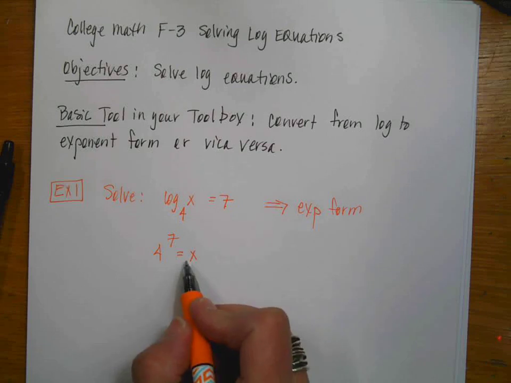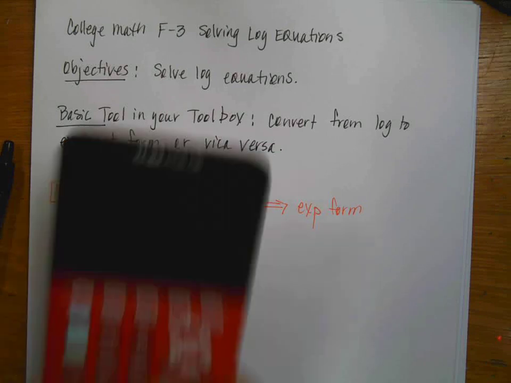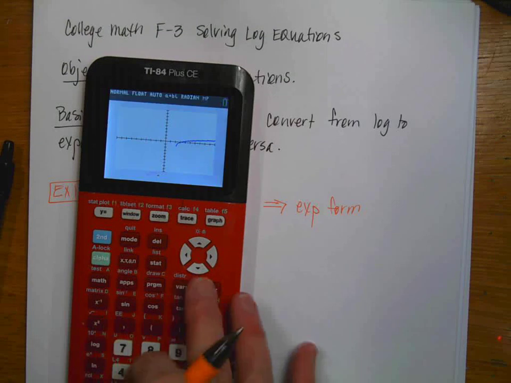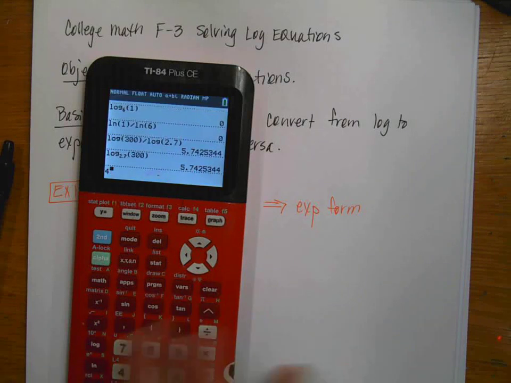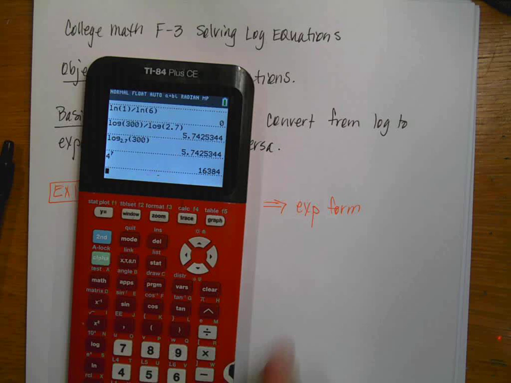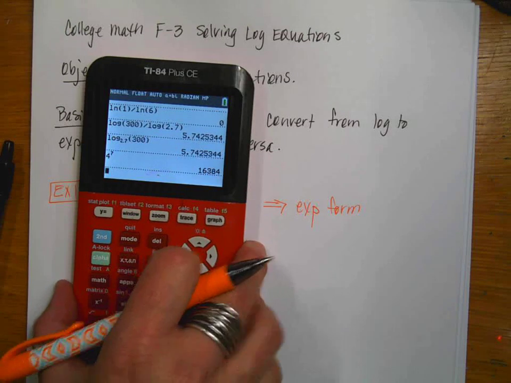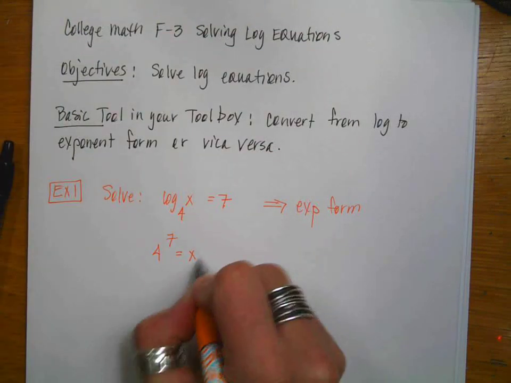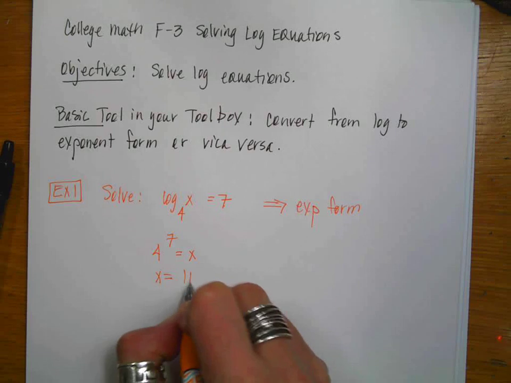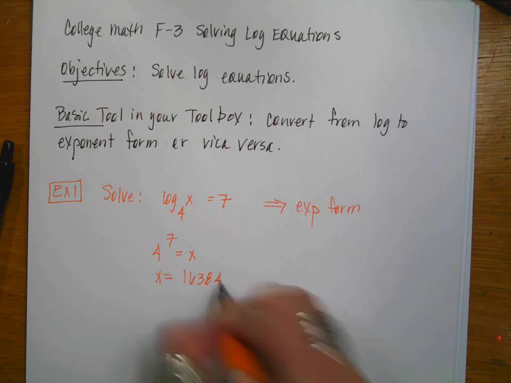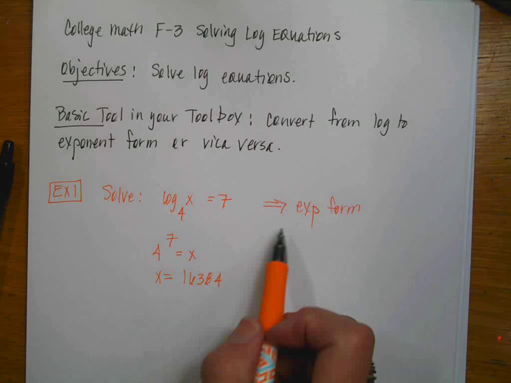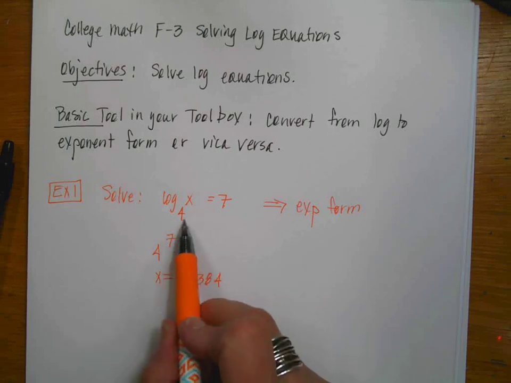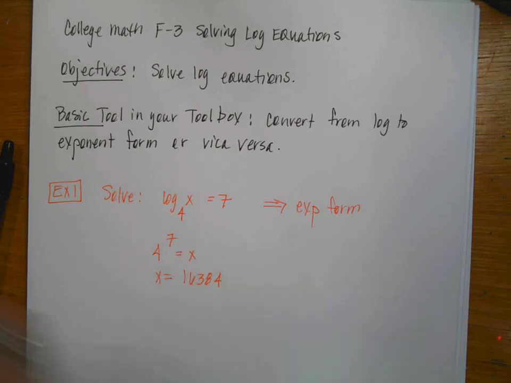Well, now this is just a calculator exercise, so I just do this in my calculator. I'm going to clear, and I'm going to do 4 raised to the 7, and I get 16,384. So I'm going to say that x is equal to 16,384. So notice again that my primary tactic was it started in log form, and I went back to exponent form.